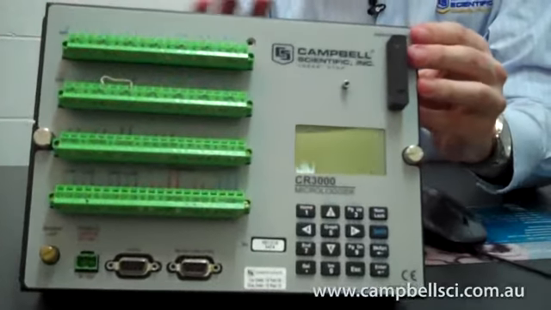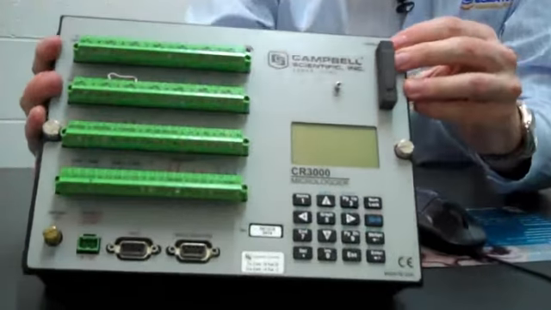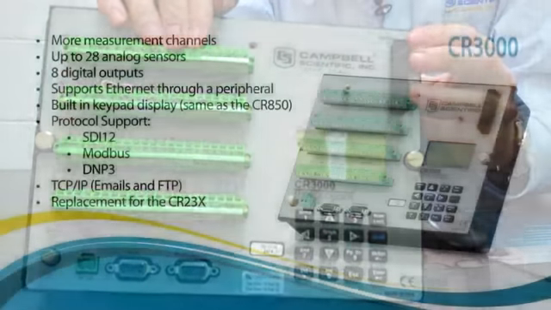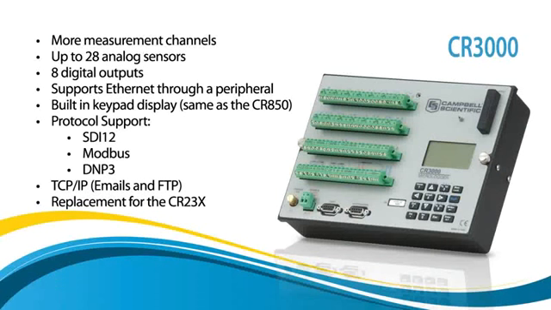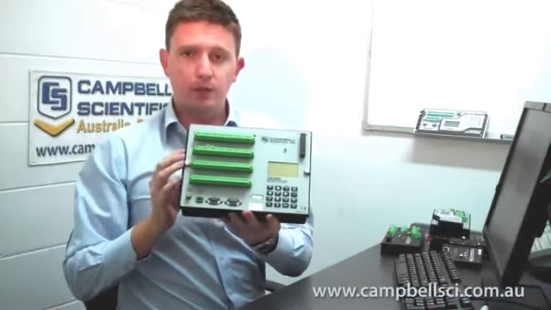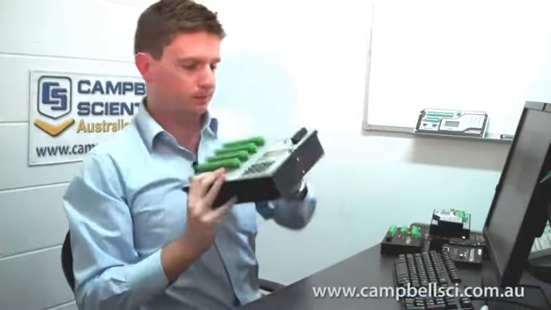Same programming language, same instructions. It can do emails and FTPs and SMSs and all those same things that the CR1000 and the CR800 can do. But it does have a faster processor on board, so it can do more processing in the same amount of time as the CR800 or the 1000. Okay, and if you're used to the older loggers, that has replaced the CR23X, if you're used to using those older ones.